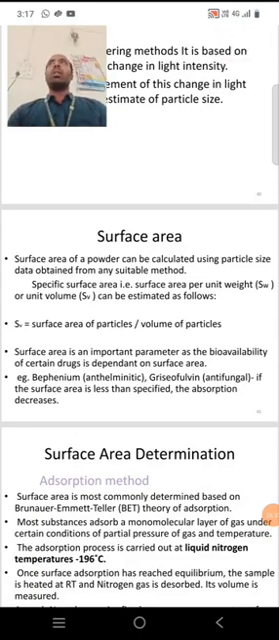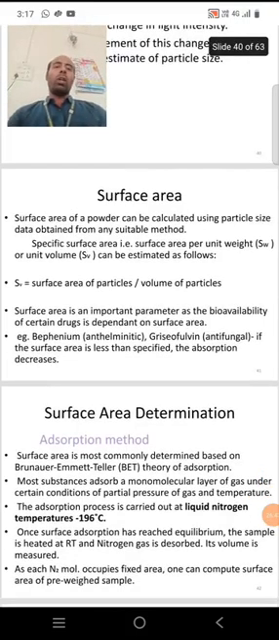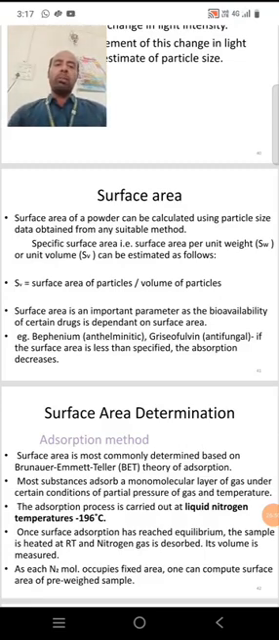Next one is the surface area measurement, surface area determination. First of all, let us explain about surface area. Surface area of a powder can be calculated using particle size data obtained from any suitable method. Specific surface area is the surface area per unit weight, denoted by Sv.